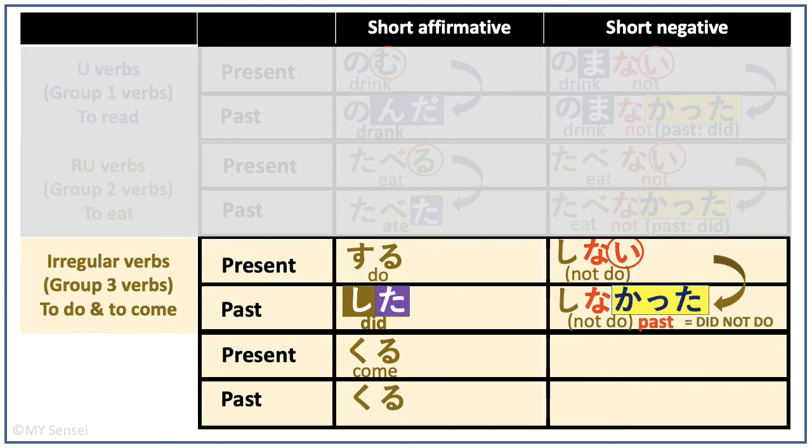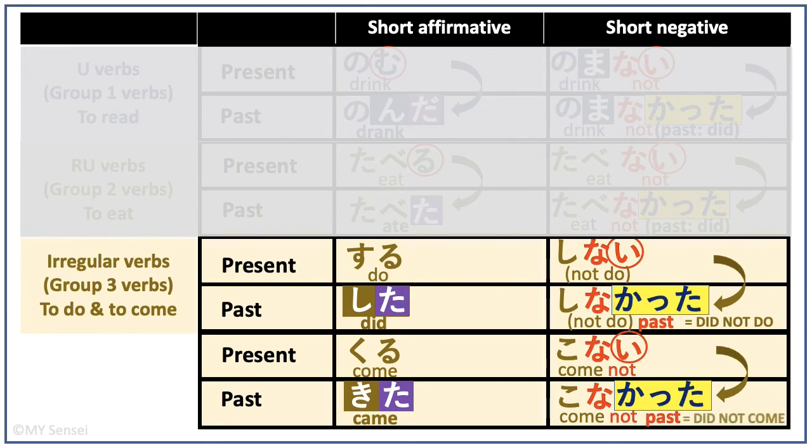For kuru, its te form is kite. So kita is the past tense of kuru, which means came. Konai is the negative form of kuru, and its past tense is konakatta, did not come.